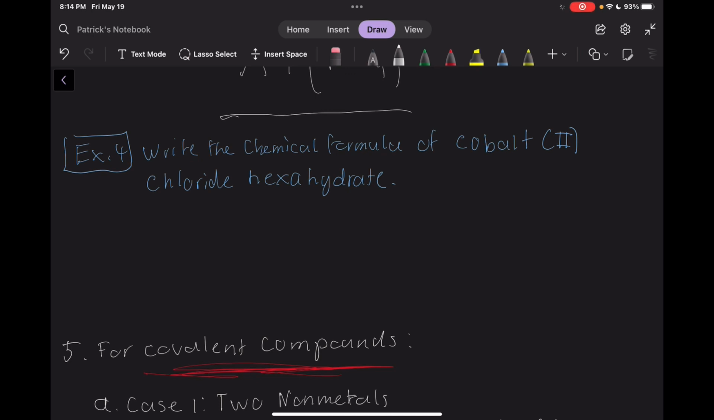The Roman numeral tells us that this cobalt atom has become a cation with a charge of +2, and we're now so well acquainted with chlorine that we know it has a charge of -1. This means there must be 2 chlorine atoms for the molecule to have an overall charge of 0. The chemical formula of cobalt-2 chloride must be CoCl2.